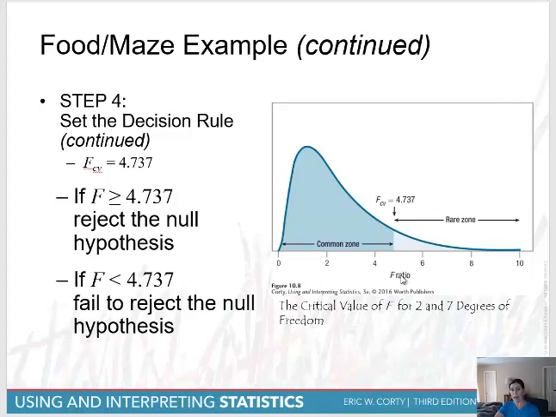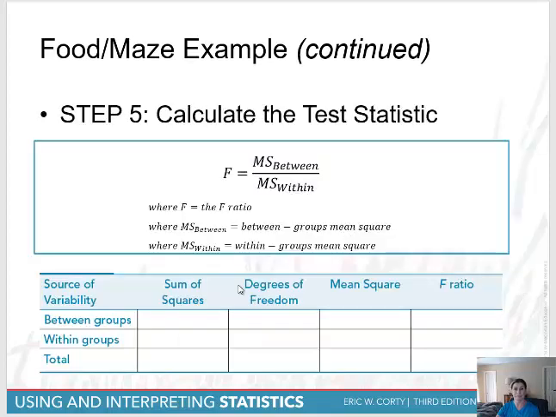So what we know now is that when we calculate the value of f, if our value of f is 4.737 or greater, we have found a statistically significant effect of food on the amount of seconds it takes to find it. So we're finally at the part where we're going to calculate the test statistic.